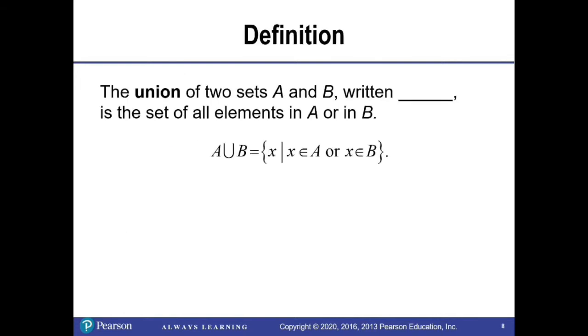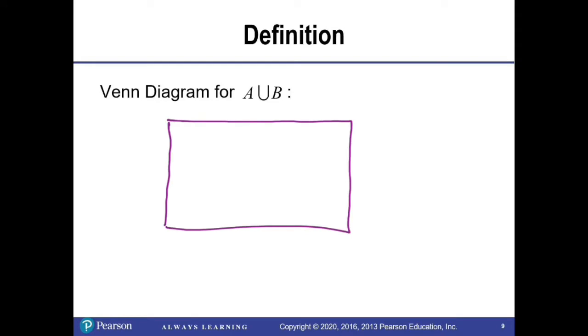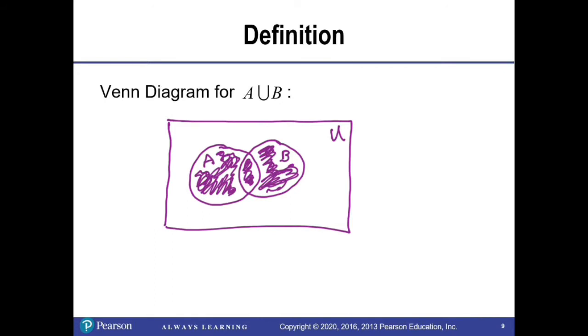The union of two sets is written A union B. This is the set of all elements that could be in A or might be in B, or maybe it's in both of these. To draw our Venn diagram, we begin once again with our rectangle for our universe. We draw our loops A and B. The union is any element in set A or B or both. Notice that I shade the set A, I shade the set B, and I also shade where the two overlap.